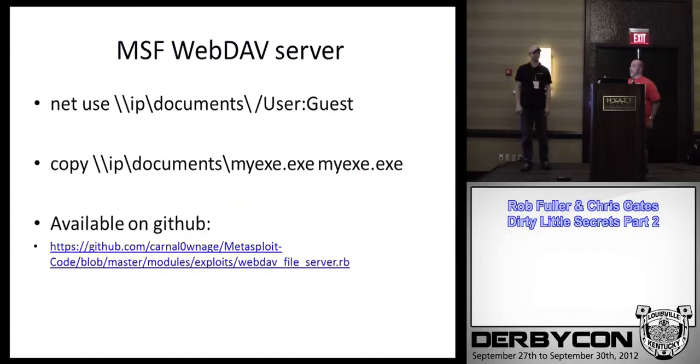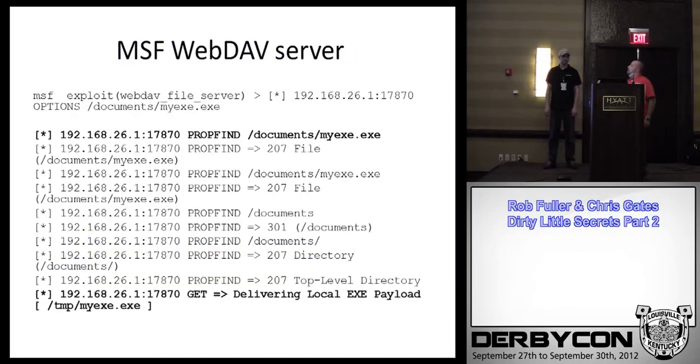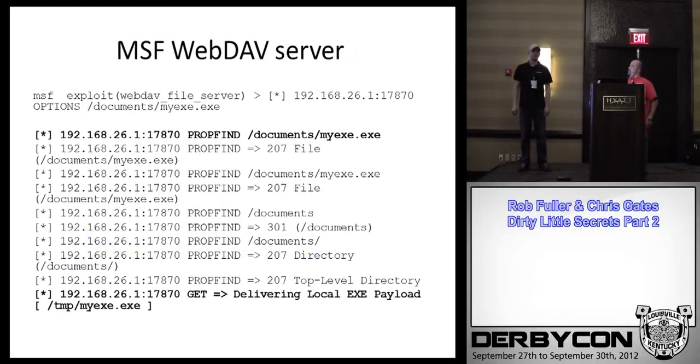You set it up on the other end, you net use the IP of the system, and then you copy the IP documents, the executable, then where you want it. Rob's going to go into detail of what happens when you do that and why that works. It kind of looks like that. So it will basically try SMB, will fail, then it will go into doing the web dev method and eventually download either your local executable that you specified or a Metasploit generated binary.